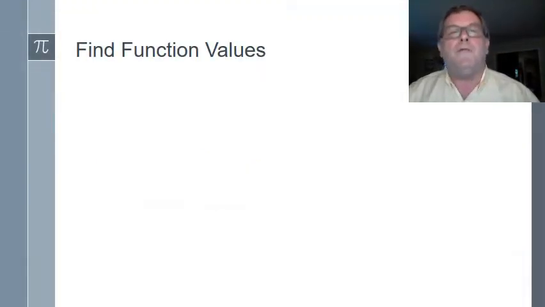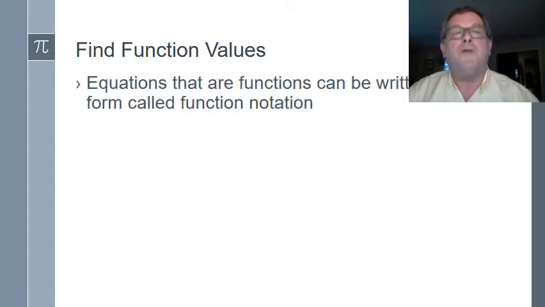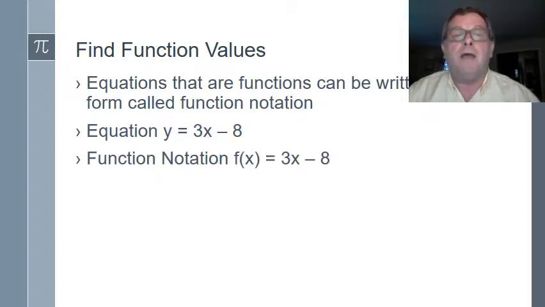When we're talking about functions, equations that are functions can be written in something called function notation. So if we've got an equation, let's say y equals 3x minus 8, and we put that in function notation, it's f of x, f parentheses x. We read that as f of x equals 3x minus 8.